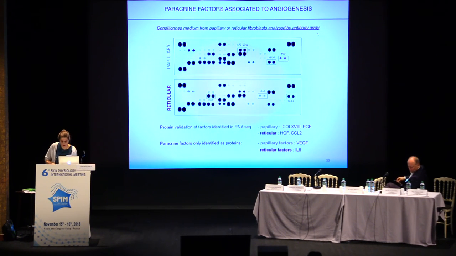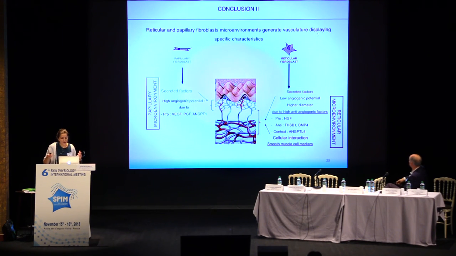And interestingly, I also observed differential secretion of other non-identified targets, such as VEGF for papillary fibroblasts and interleukin type 8 for reticular fibroblasts. So now we know that with this bioinformatic analysis, we have different expression of pro, anti, and context-dependent markers between the 2 fibroblasts, including angiopoietin type 1, anti-angiogenic regulators in reticular fibroblasts, such as thrombospondin type 1, BMP4, and context-dependent, such as angiopoietin-like 4 protein.